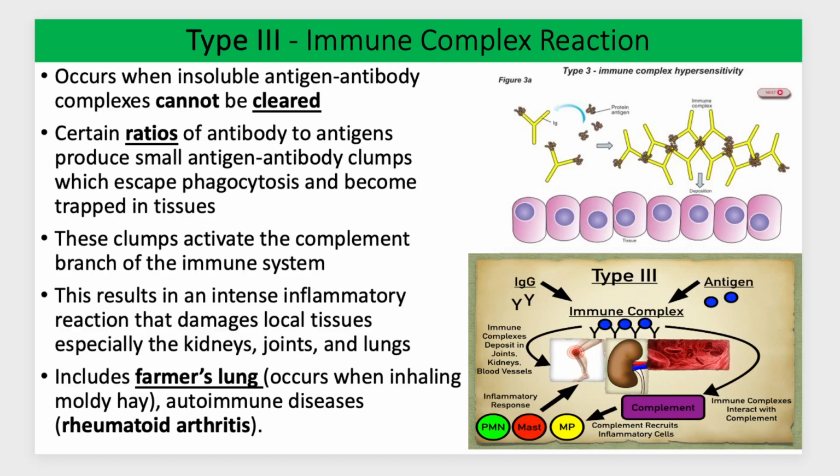For type 3, we have what's called the immune complex reaction. This occurs when insoluble antigen-antibody complexes cannot be cleared from the body, so they start to build up in different places. You get these clumps that are trapped in our tissues, and they activate the complement branch of the immune system, and that's going to result in intense inflammatory reactions. That damages our organs and whatever parts of the body have these clumps in there. One common result of this is something called farmer's lung, if they inhale too much hay that has mold spores in it, or it could also cause rheumatoid arthritis.